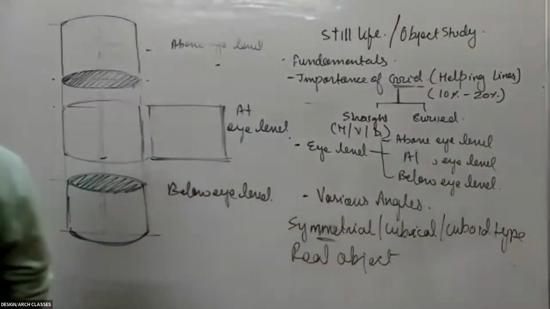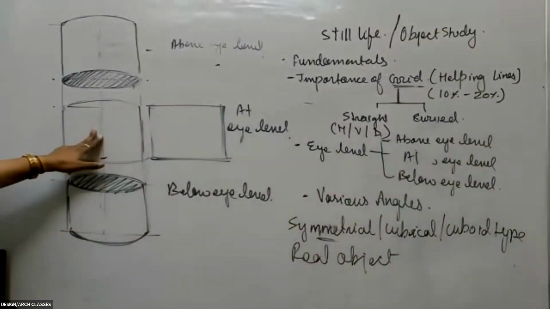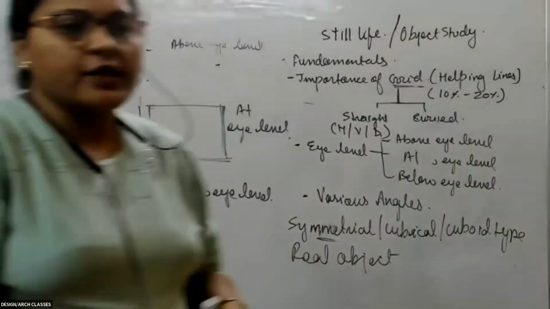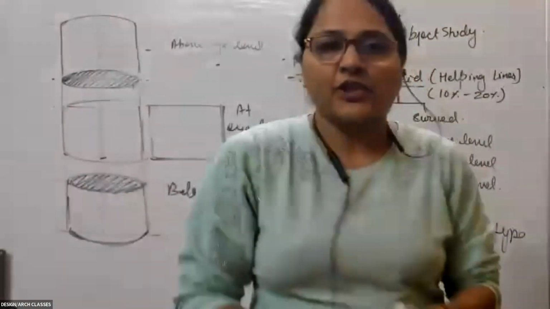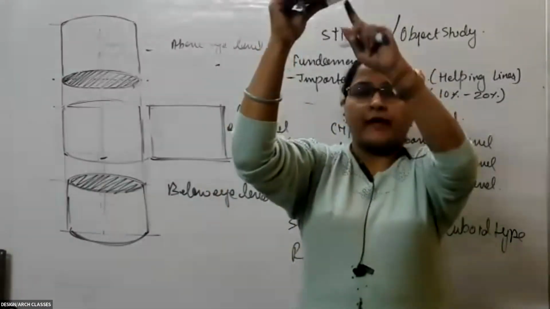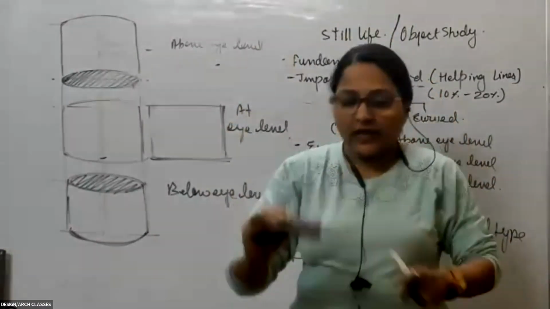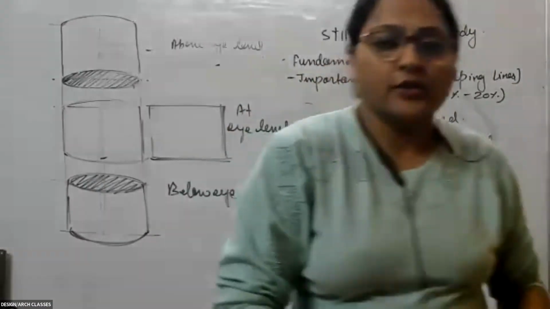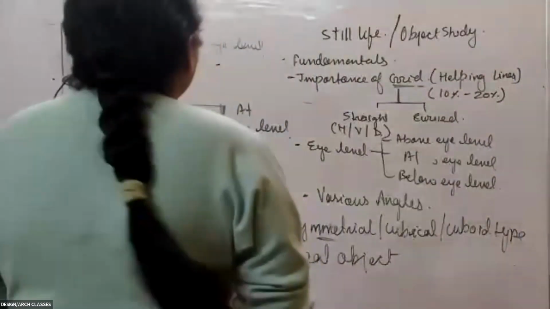So this is the understanding of eye level, just in terms of cylinder, but it is going to be applicable for each and every object. Even if I take this, so above, base, at, just a rectangle. Below, I'll be able to see the top. So this you need to check.